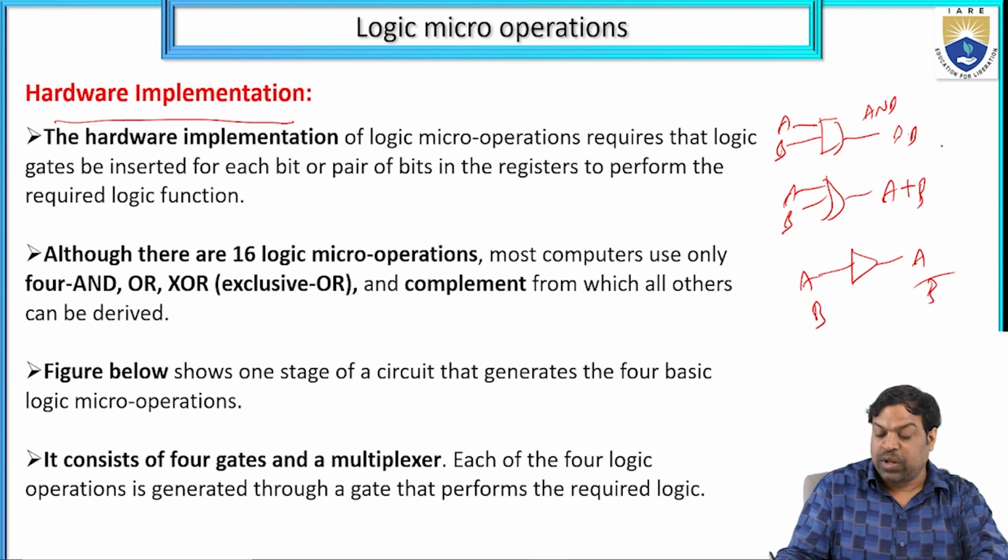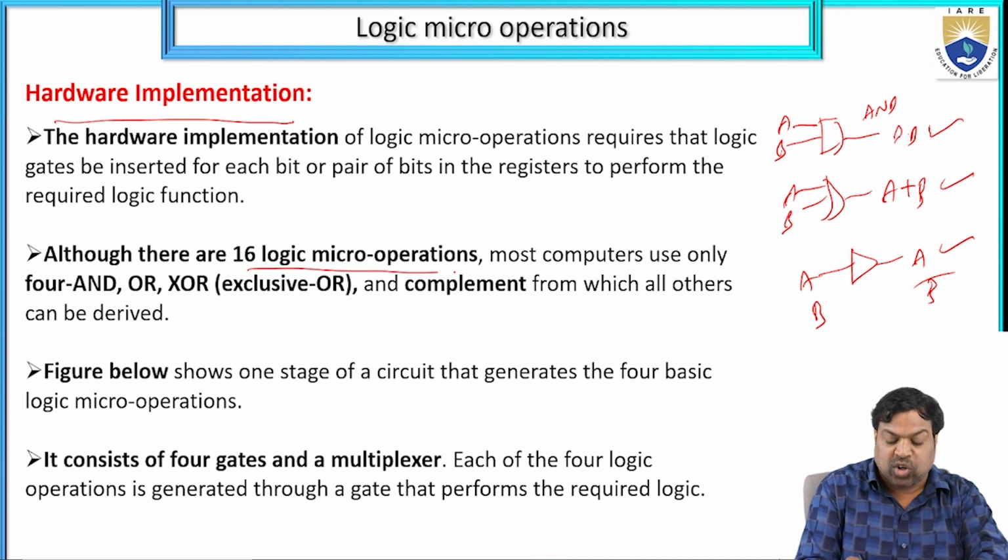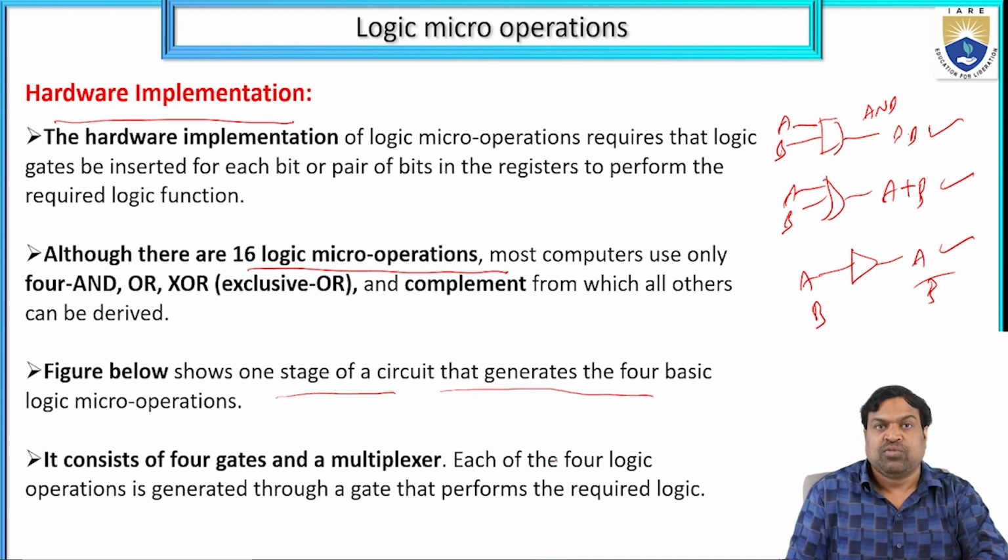So these are the hardware implementation, meaning logic gates physically used for the logic operations, and these logic gates are inserted for each bit or pair of bits in the registers. And although there are 16 logic micro operations, 16 means 4 AND, 4 OR, 4 XOR and 4 complement. And the below figure shows the circuit that generates the 4 basic logic operations, and it has 4 gates and a multiplexer. Each of the 4 logic operations is generated through a gate as required.